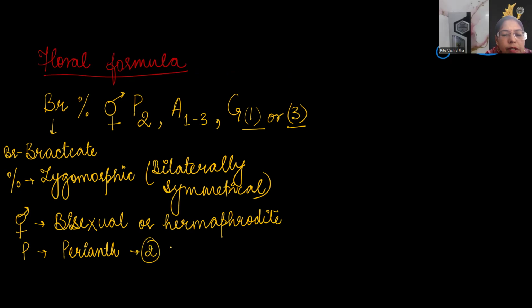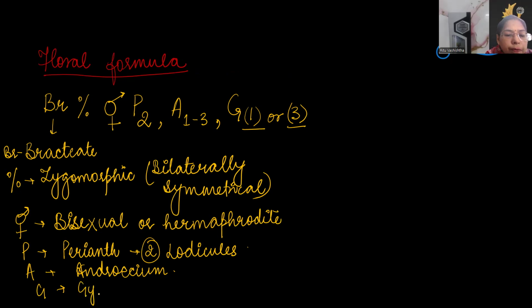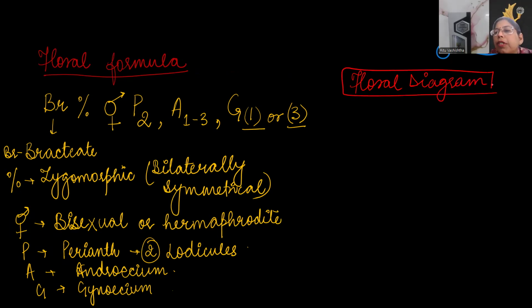And here there is presence of two lodicules. A is for the androecium, which is the male reproductive part of the flower. G stands for the gynoecium, which is the female reproductive part of the flower. Now I will be drawing the floral diagram of the family Poaceae or the Gramineae family, which we are discussing in detail today, the cereal family.